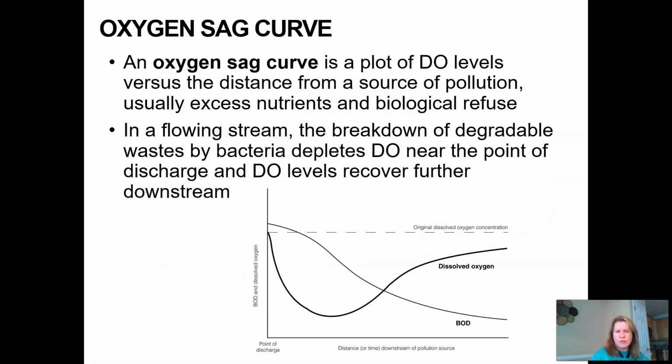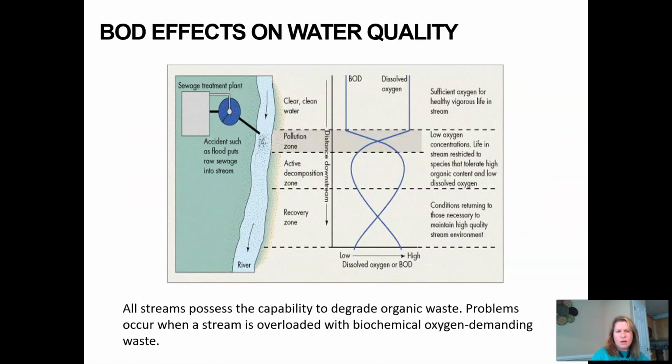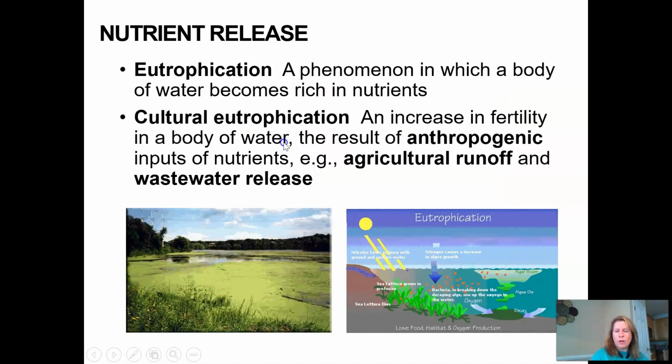More about the oxygen sag curve. Any stream is capable of recovering whenever you put organic waste into it, as long as you don't put too much. So just keep that in mind. If you overload a stream with too much biochemical oxygen demand, too much BOD, then you're going to end up having water quality issues.